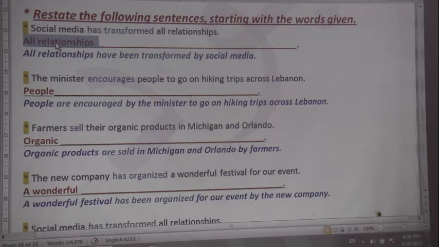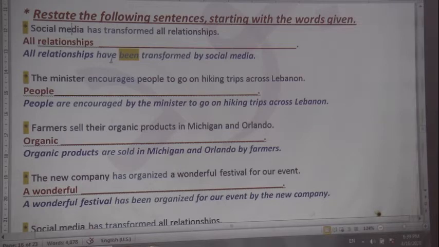So all relationships. Now think about the tense. Has it transformed? Ask yourself, what is the verb tense in this example? It's present perfect. So I need the form of a present perfect from the chart above. You can revise the chart, we only need to add been in this case. But very important note here: social media refers to singular, but pay attention, all relationships refers to plural.